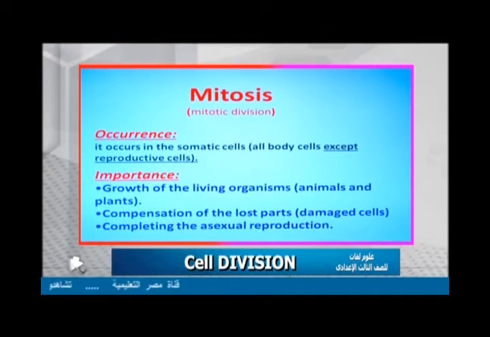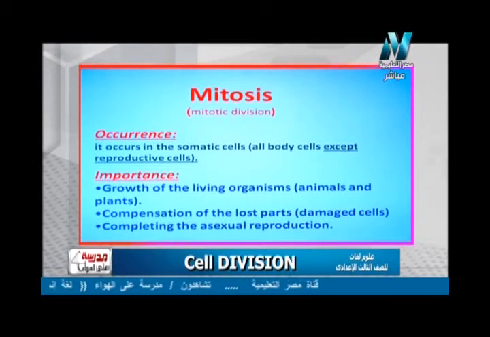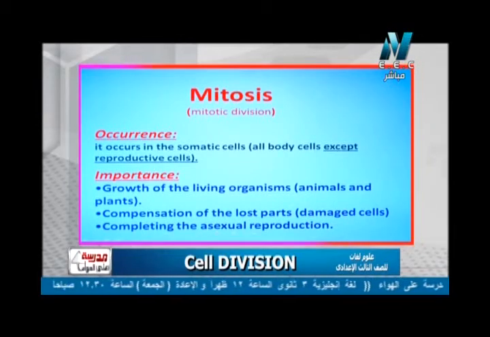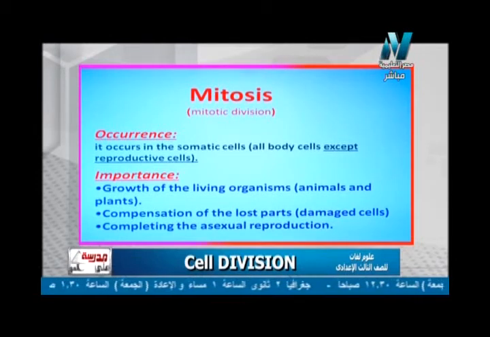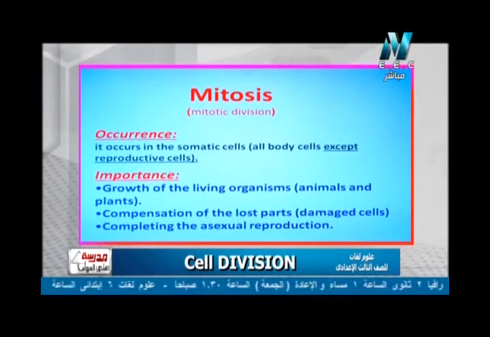Again, what's the importance of mitosis? Number 1, growth. Number 2, compensate the lost part. Number 3, completing the asexual reproduction. These are the 3 importances of mitosis division. Mitosis is called mitotic division and happens in the somatic cells only. Reproductive cells have another type of division, which we call meiosis division. So the somatic cell divides by mitosis for 3 reasons: growth, repairing the damaged cells, and completing the asexual reproduction, which we are going to take in lesson 2.